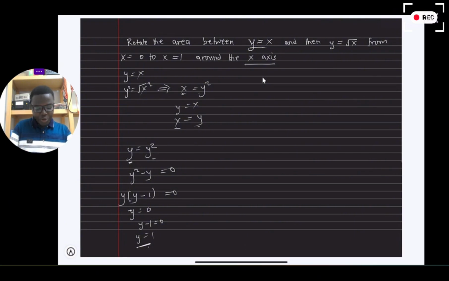The x-axis. We are not dealing with the y. So in that case, we are going to put the y value inside any of the functions. You can put it in y equal to x, or you can put it in y equal to square root of x. So if you put y equal to 1 here, then I'll get x equal to 1. When I put y equal to 1 here too, you have the same thing, right?